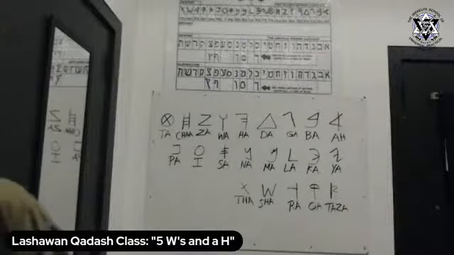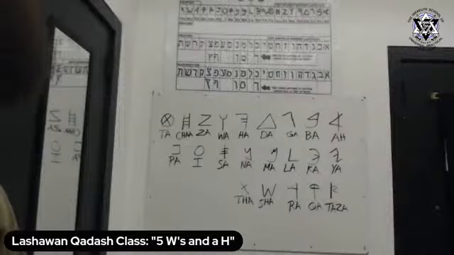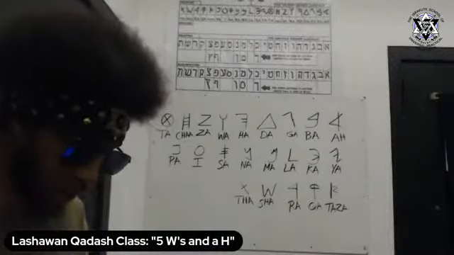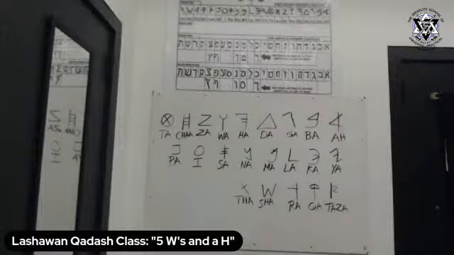All right, so I want to get into what is called the 5 W's and the H. So the 5 W's and the H is pretty much what you will learn in school. Yeah, it's pretty much something that you'll learn in school, which is the who, the what, the where, the why, you know what I mean? But this is a Hebrew version, all right?